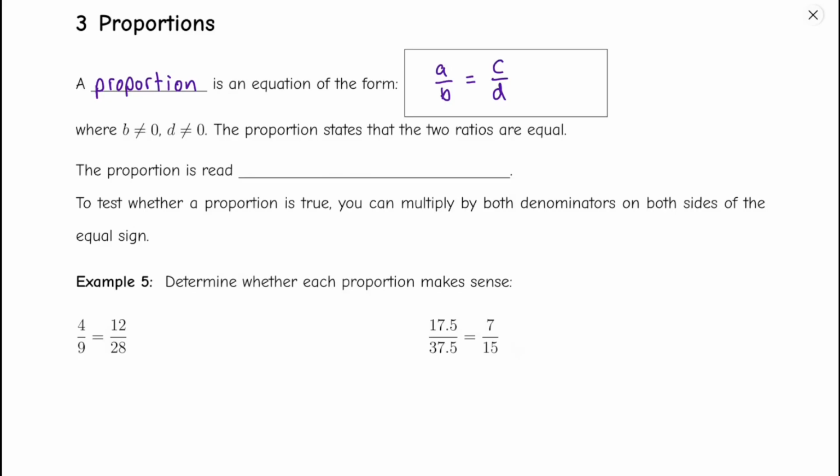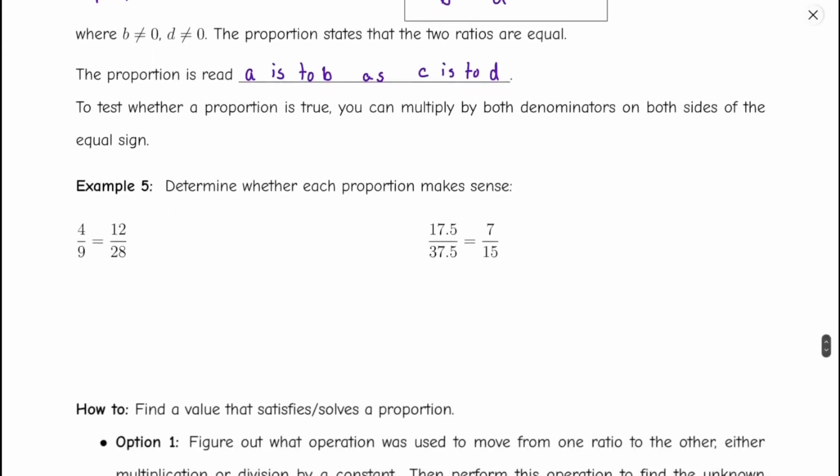The proportion is read as a is to b as c is to d. To test whether a proportion is true, you can multiply by both denominators on both sides of the equal sign. Example 5. Determine whether each proportion makes sense.